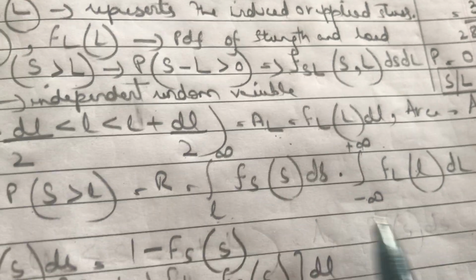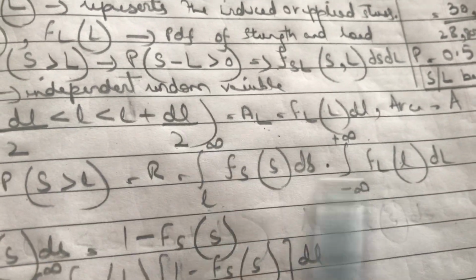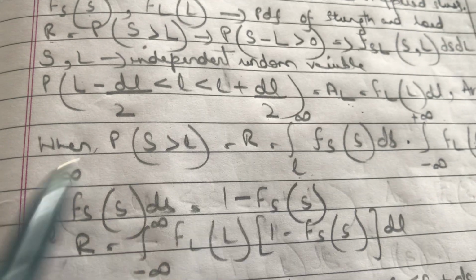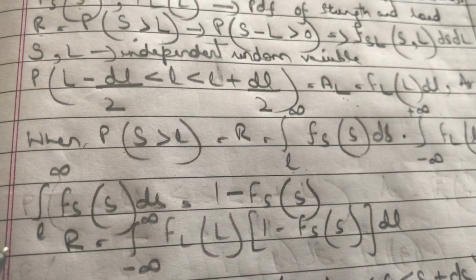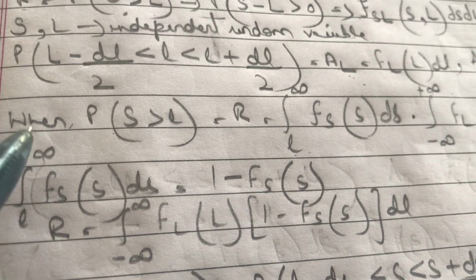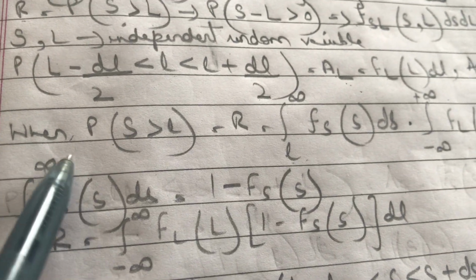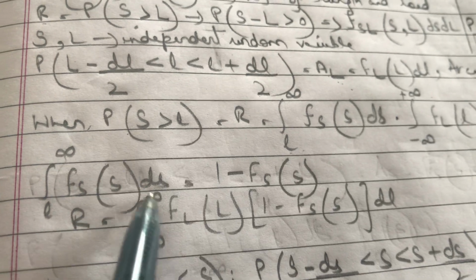So this is the overall reliability for when we have a probability that S is greater than L. We have this reliability with the limit going from L to infinity of Fs of S ds.